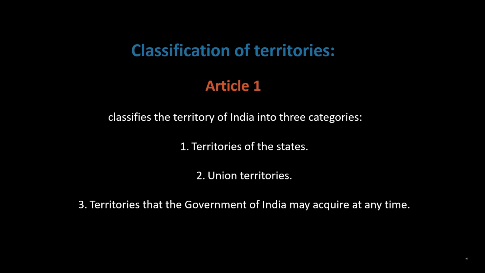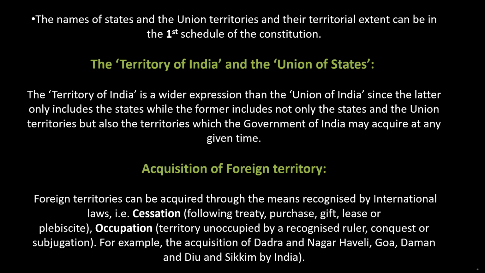Classification of territories. Article 1 classifies the territory of India into 3 categories: Territories of the states, Union territories, and Territories that the Government of India may acquire at any time. The names of states and the Union territories and their territorial extent can be found in the First Schedule of the Constitution. The Territory of India and the Union of States. The Territory of India is a wider expression than the Union of India, since the latter only includes the states while the former includes not only the states and the Union territories but also the territories which the Government of India may acquire at any given time.